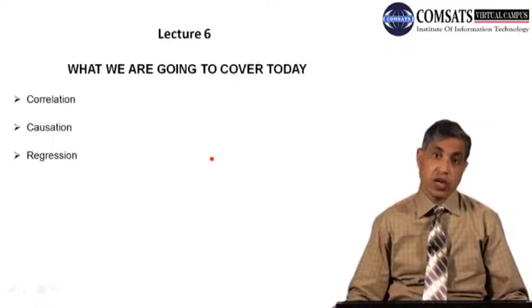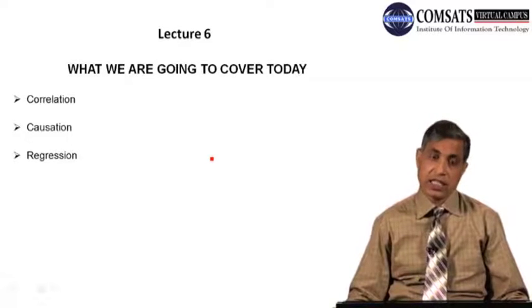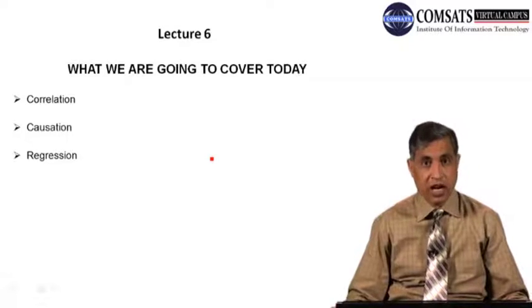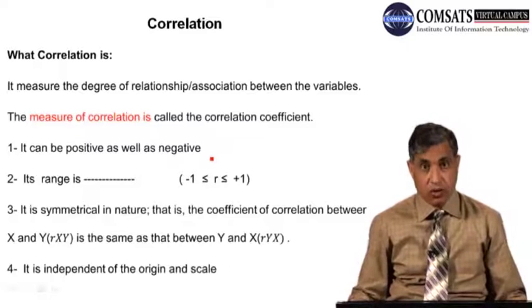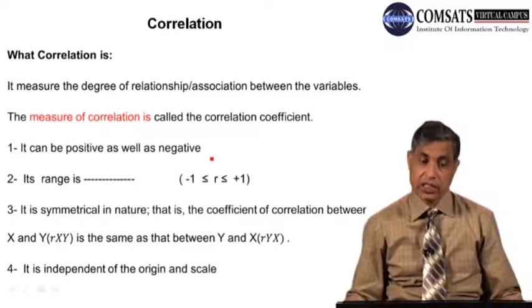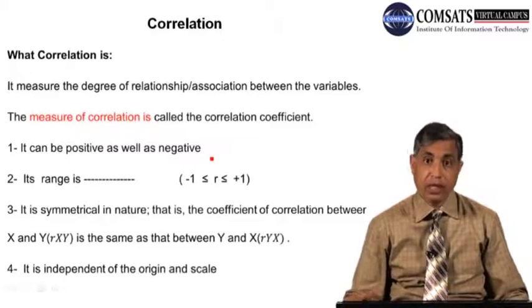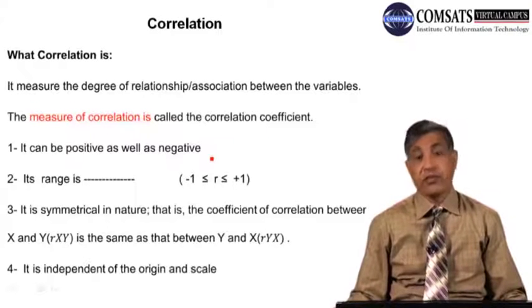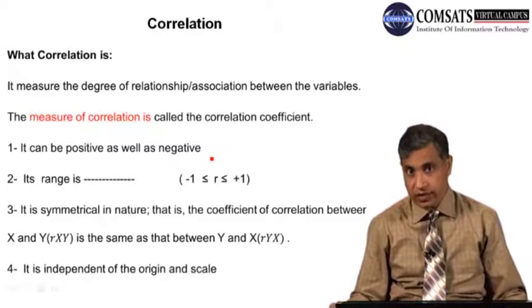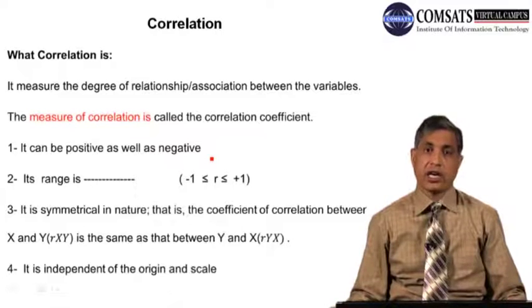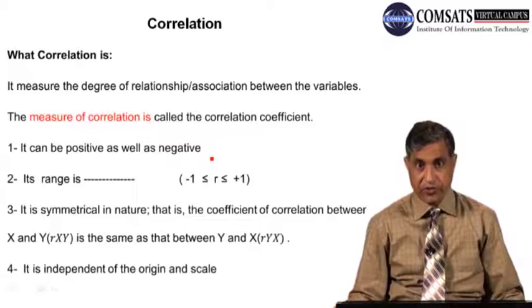For today, we will be talking about correlation, causation, and regression. So let me start with the first slide, which is about correlation. It is necessary to look at what correlation is. It measures the degree of relationship, that is, how much the variables are related to each other. Most of the time we will restrict ourselves to the 2 variable case, and we are presuming that we are taking the correlation between 2 variables.